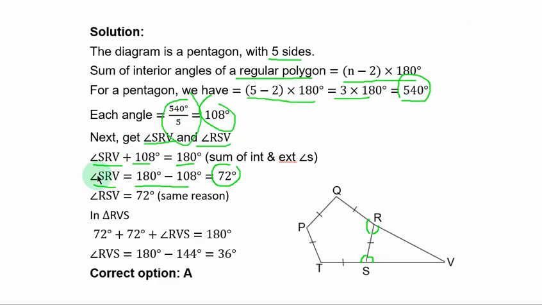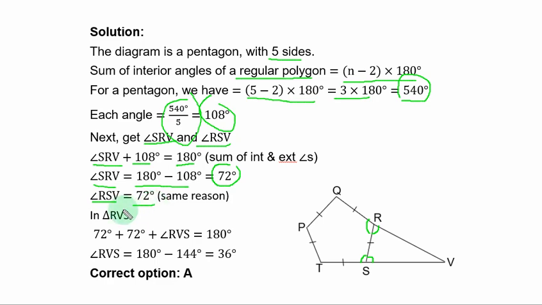So angle SRV is known. The next angle RSV is the same, 72 degrees, because both follow a similar procedure.